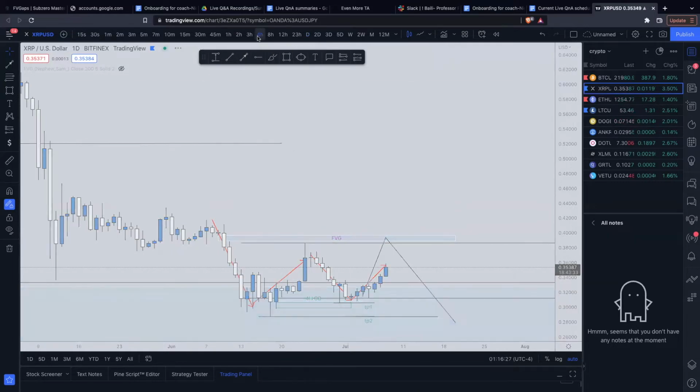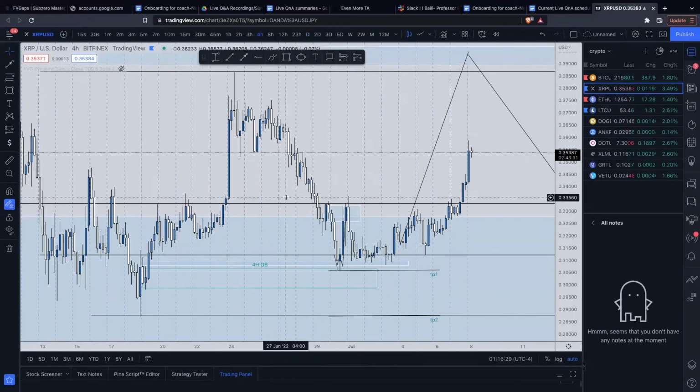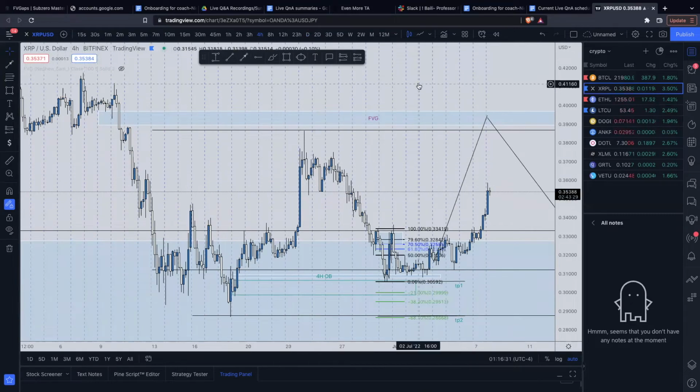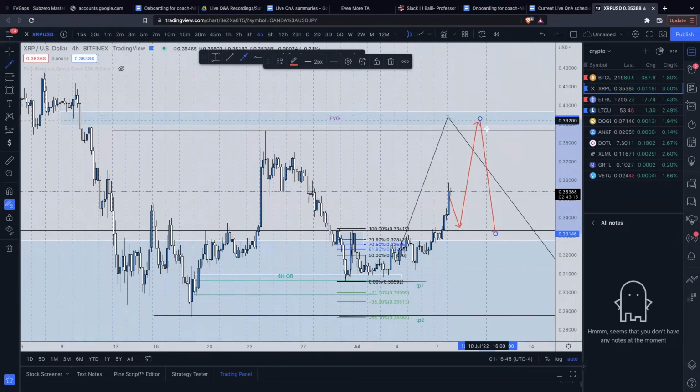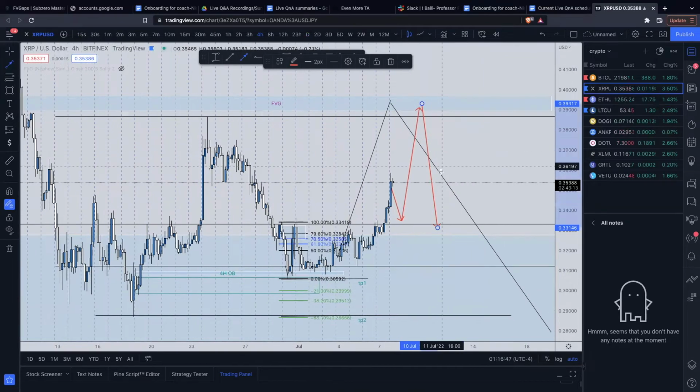When we take a look at the intraday level, we just see price kind of flying up. Maybe we get a pullback and a short-term buying opportunity into this fair value gap, and then we continue higher, and then I'm pulling the trigger for a short up in this range right here. Should price stop me out, so be it.